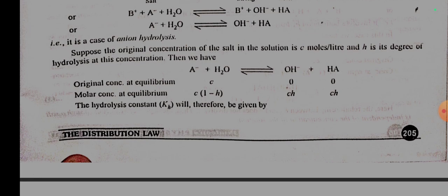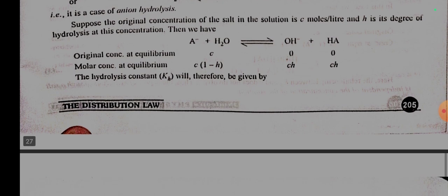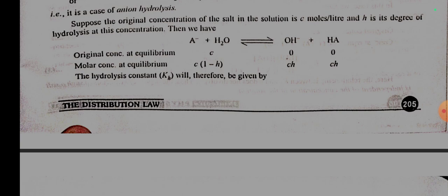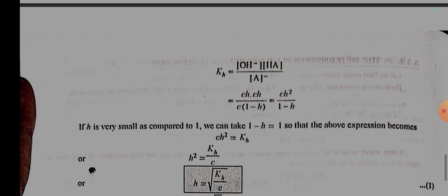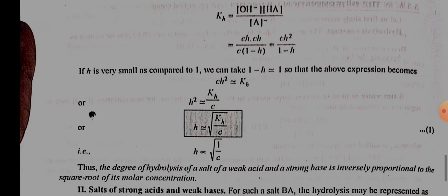Suppose the original concentration of the salt in the solution is C moles per liter and h is its degree of hydrolysis at this concentration. Then we have A negative plus H2O in equilibrium with OH negative plus HA. Original concentration C, 0, 0; at equilibrium C into (1 minus h), Ch, Ch. The hydrolysis constant will therefore be given by Kh is equal to [OH negative][HA] upon [A negative], that is Ch square upon 1 minus h.